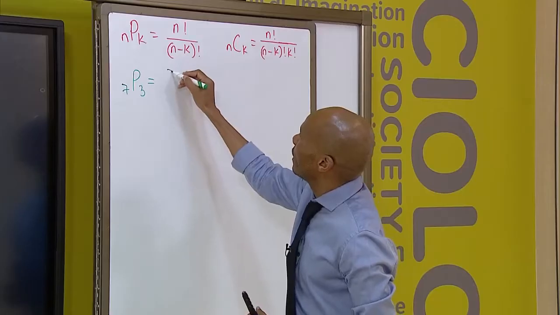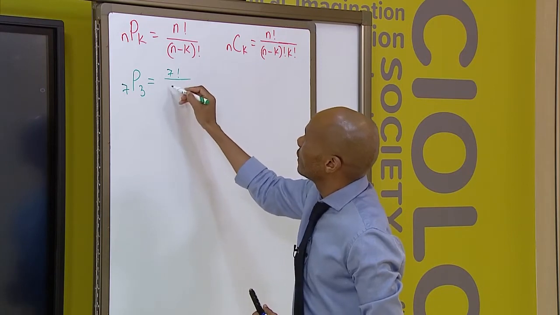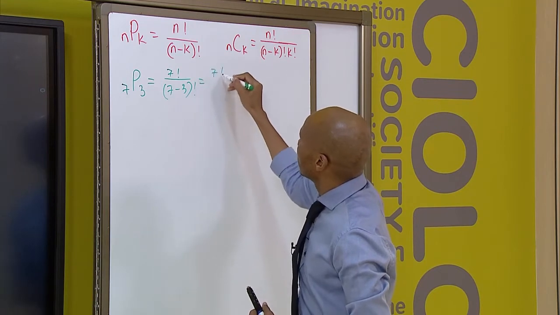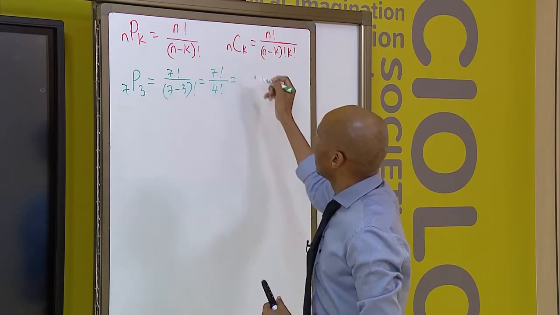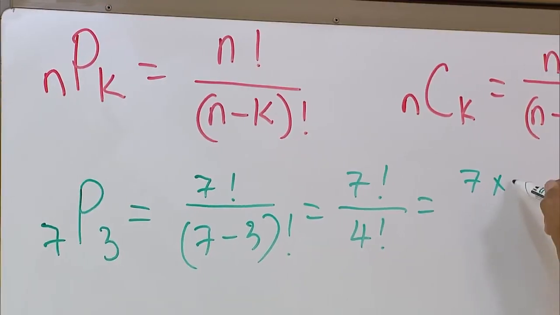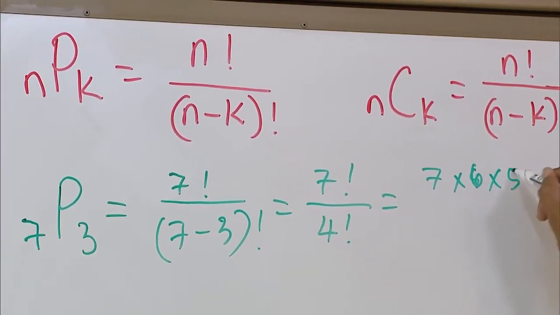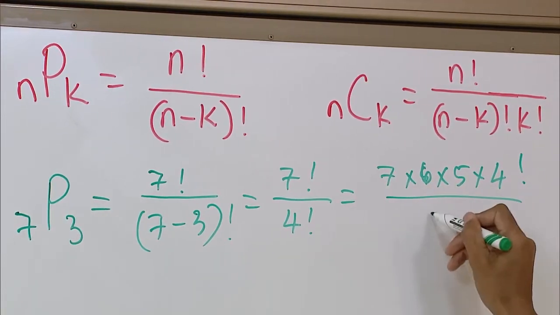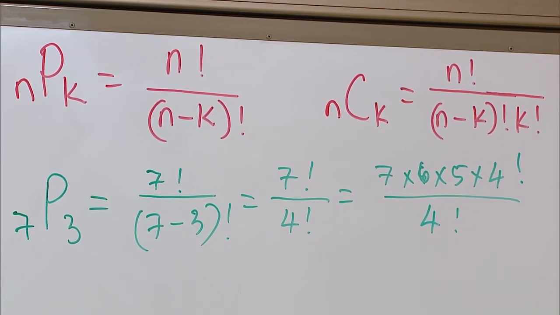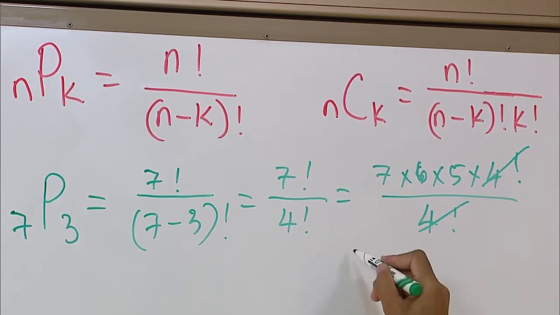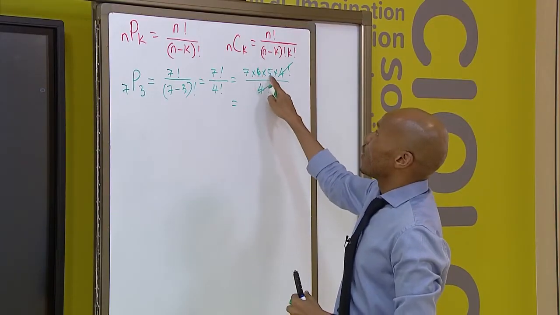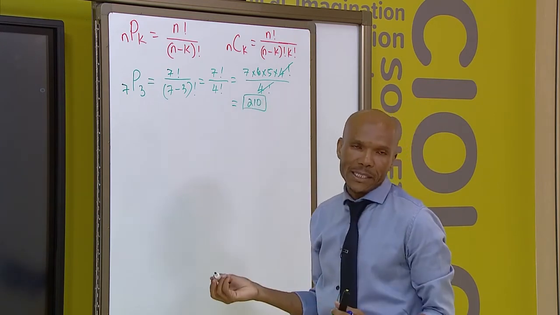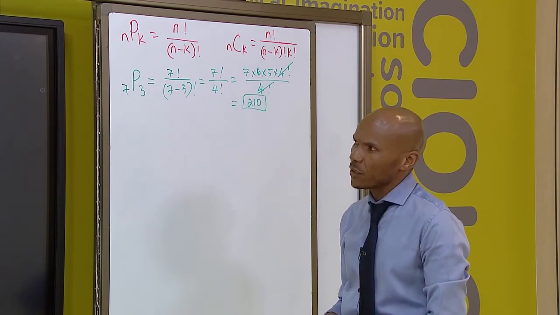Using the formula, you say 7 factorial divided by (7 minus 3) factorial, that will be 7 factorial over 4 factorial. That will be the same as 7 times 6 times 5 times 4. Here I'll leave it as 4 factorial because I have 4 factorial there. So I'm going to multiply, and 30 multiplied by 7 is 210. So 210 possibilities. Let's look at the second question.